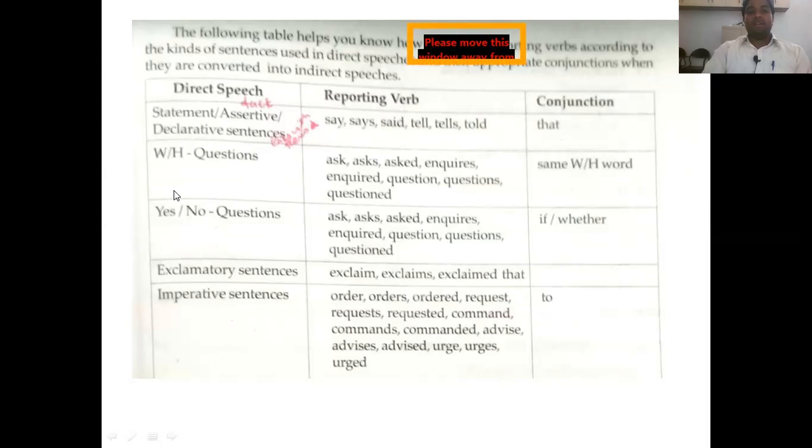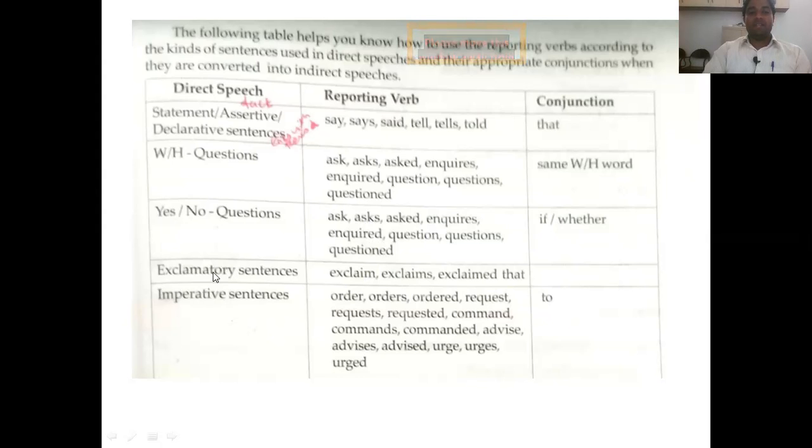In the second one, WH questions or yes or no questions, we can use as reporting verbs ask, asks, asked, inquires, inquired, question, questions, questioned. In the same way, the conjunction used for a WH question is the same WH word. So no problem in this area. Next, we move on to direct speech, yes or no questions. We can use the reporting verbs ask, asks, asked, inquire, inquired, question, questions, and questioned. And in that way the conjunction is followed as if or whether.